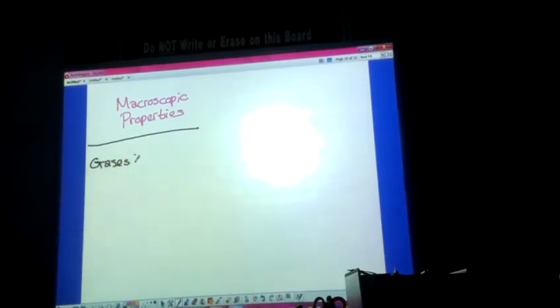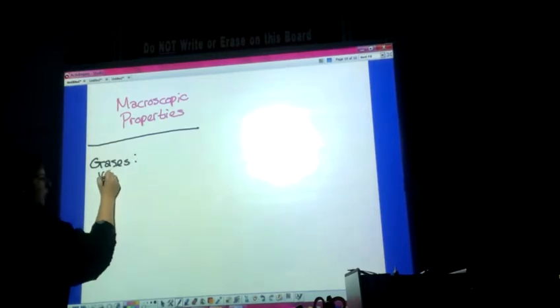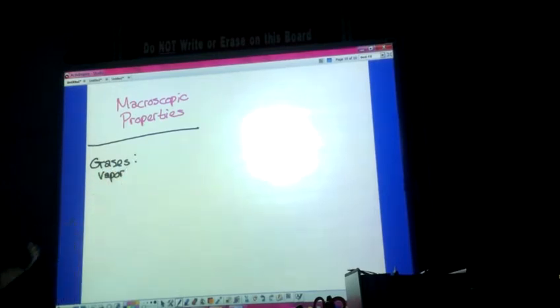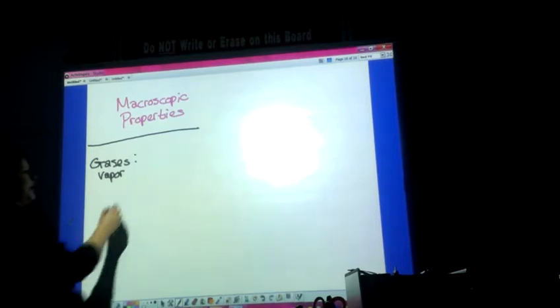And some things about gases on the macroscopic level. I want us to also know that, or you should already know that I could say gas or I could call it vapor. You may hear vapor as well. But gas has no fixed volume, no shape.